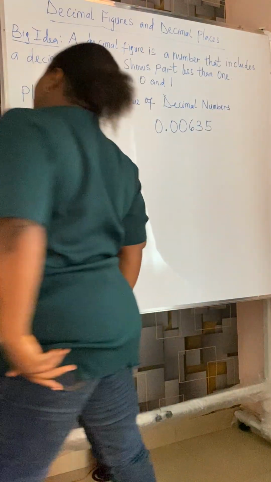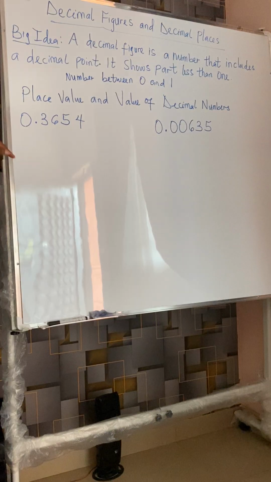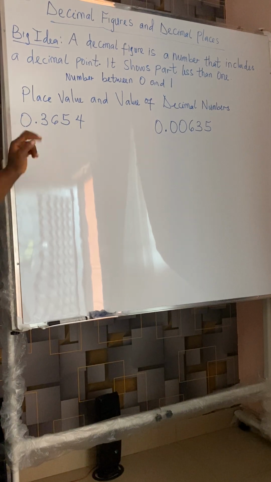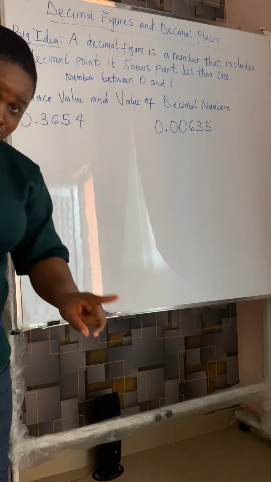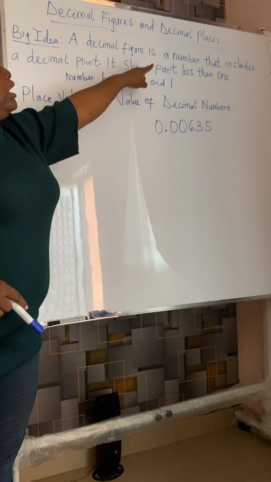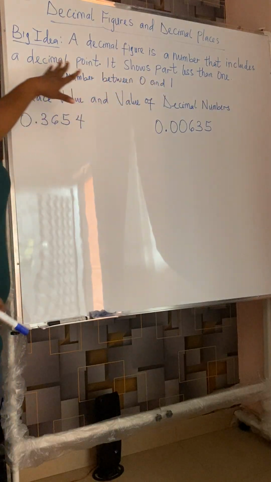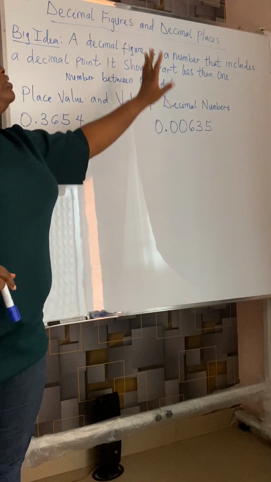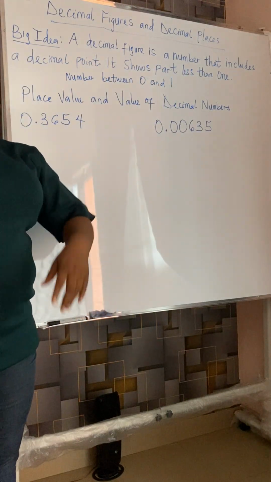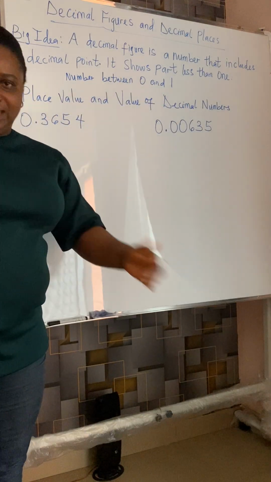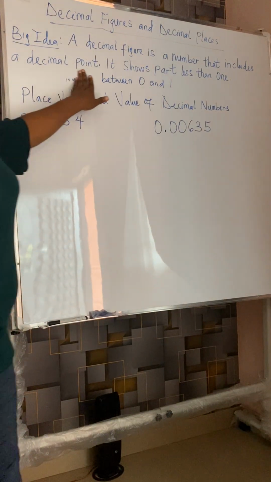All right, so this is a decimal number. Decimal. Why? Because you can see the presence of the decimal notation or the decimal point. And we said that a decimal figure is a number that includes a decimal point. It shows parts less than 1. In my previous videos, I showed us all the numbers between 0 and 1. I did that. Alright, so that's not what we're doing right now.